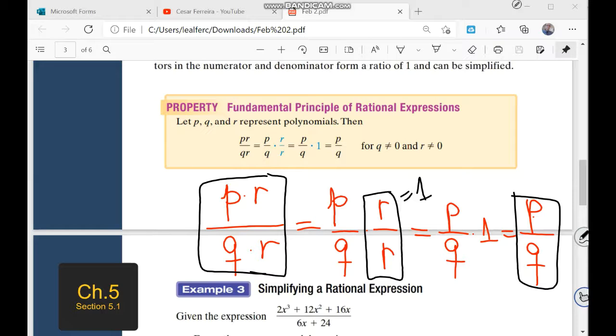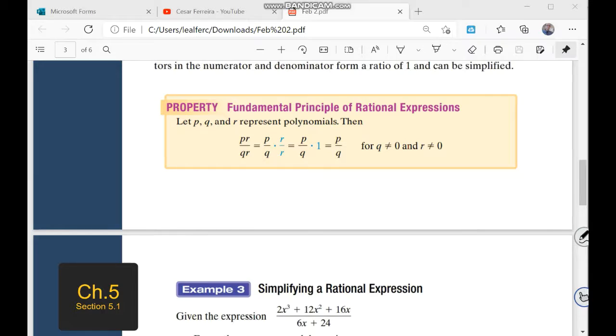This is the concept. This is why we are able to simplify rational expressions, because we can find common factors on the numerator and the denominator, which are divided by each other. They are equal to 1, so we can simplify. Instead of doing all this step by step, what we do is, if we have P times R over Q times R, we just simplify it like this. This is equal to P over Q, and that's it.